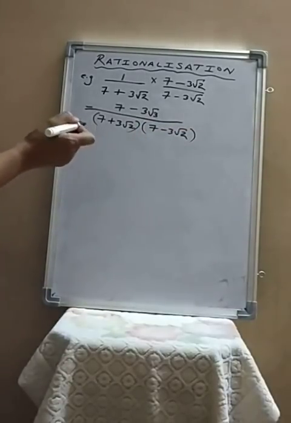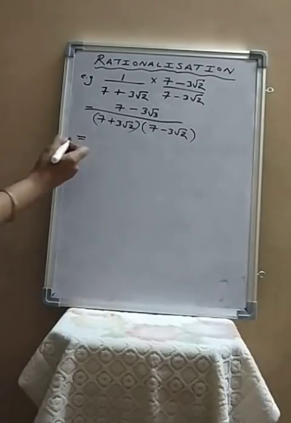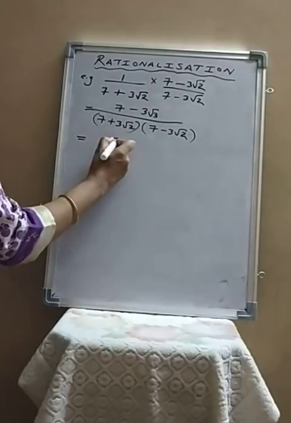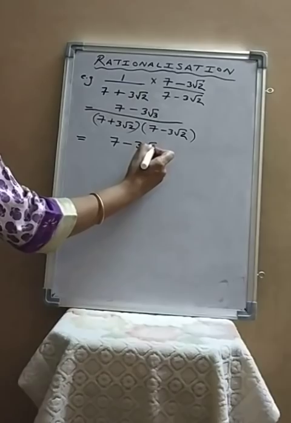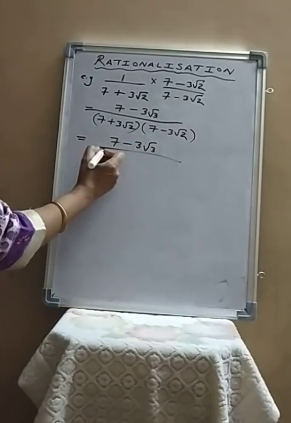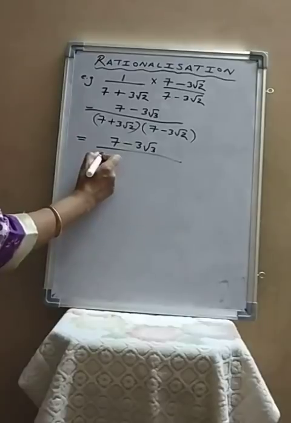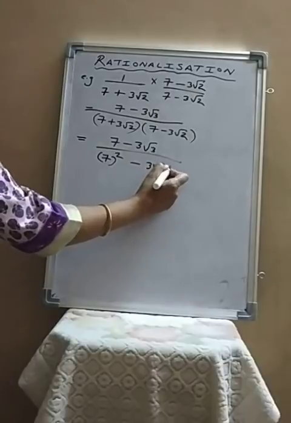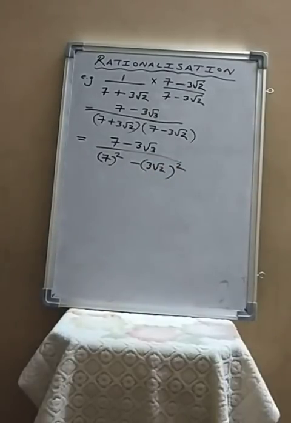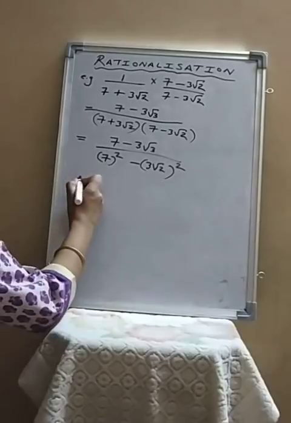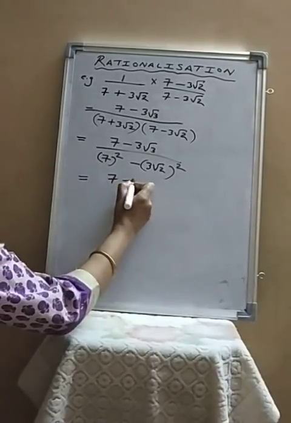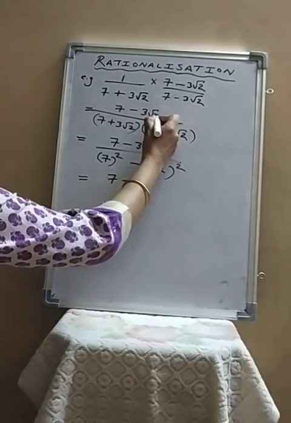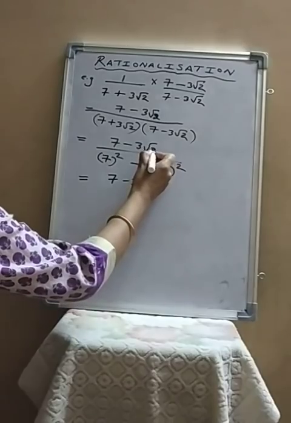Again we can apply the identity for a plus b, a minus b, that is a square minus b square. Whenever you use an identity, you are supposed to write it. Here, let us apply the identity. This is a square minus b square. So let us simplify it further. Numerator is same. Oh, children, this is 2, not 3. So let us make it 2.